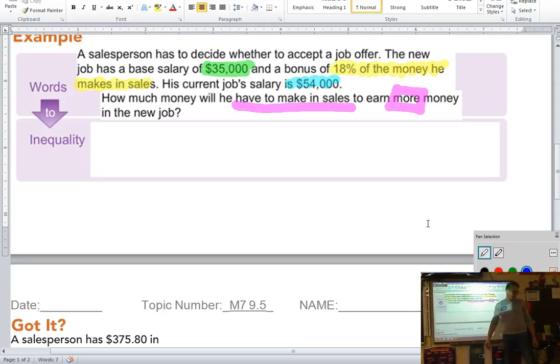Actually, no, I'm not going to start writing. You guys are going to help me out. If you can. So, Elena, when you start looking at what he's going to make at the new job, because the new job has to be more than the old, right? That's what we need. New has to be better than old. What does he make at the new job?